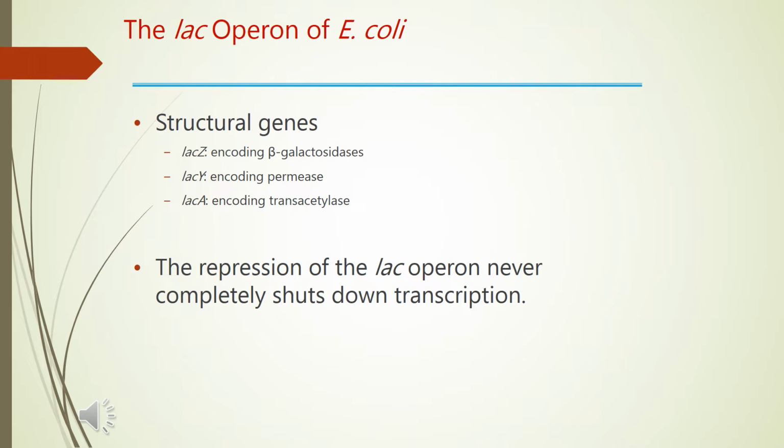First one is LAC-Z, which encodes beta galactosidase, which breaks lactose into its monomeric units. Then LAC-Y codes for permease, a transport protein which permits the passage of lactose from the extracellular medium to the cytoplasm, the inner side of the cell. And LAC-A is transacetylase.